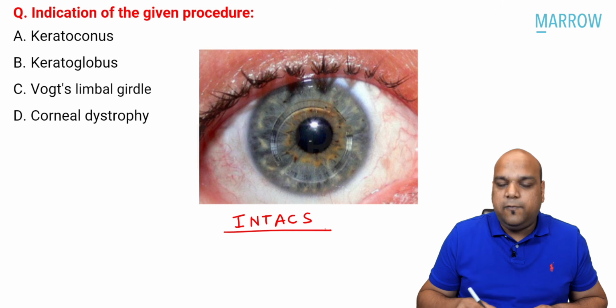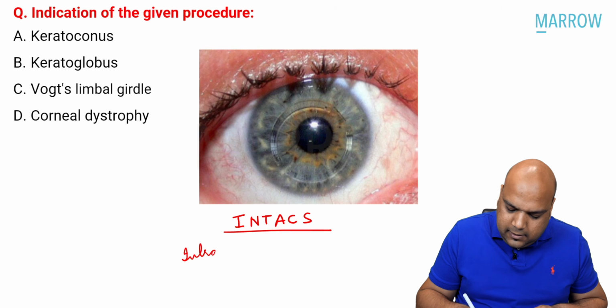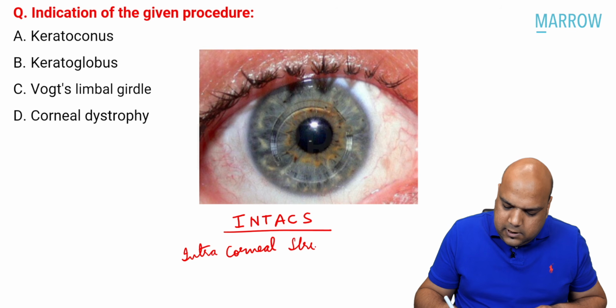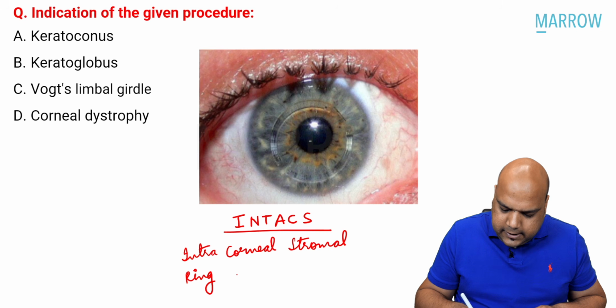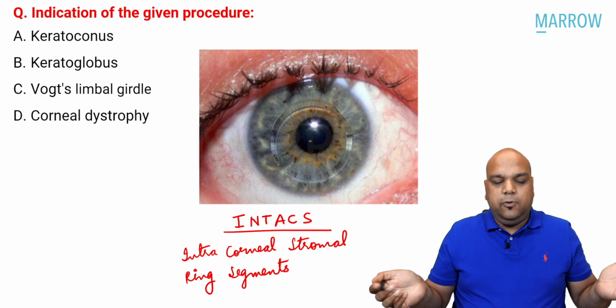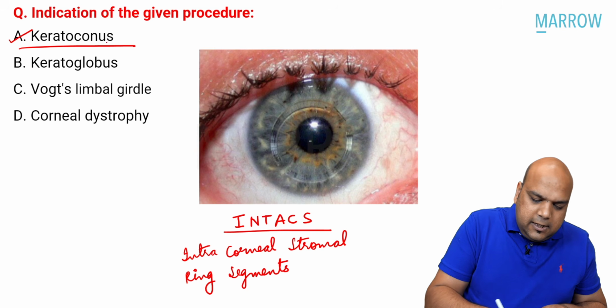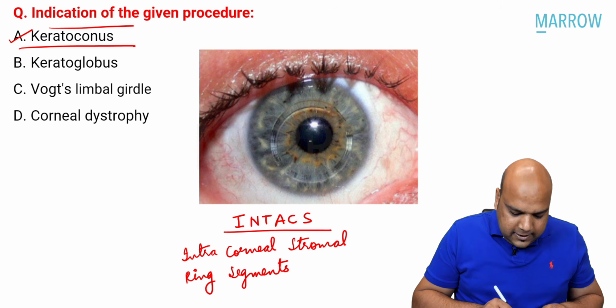Intacs. What is the full form of Intacs? Intracorneal stromal ring segments. That's it. You needed to answer. Do you know the answer? Yes, all of us know the answer. The answer is keratoconus. Why does it act or how does it act?